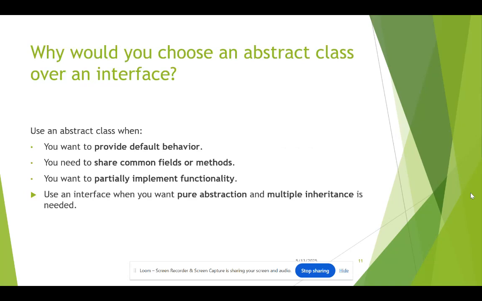Why would you choose an abstract class over an interface? We use an abstract class when you want to provide the default behavior, when you need to share the common fields or methods, and you want to partially implement the functionality. Use an interface when you want pure abstraction and multiple inheritance is needed.